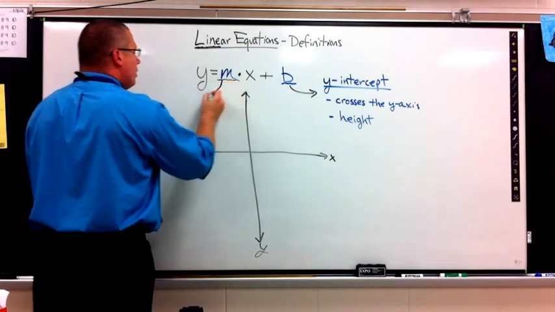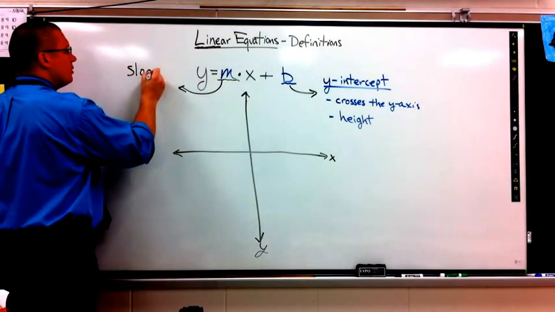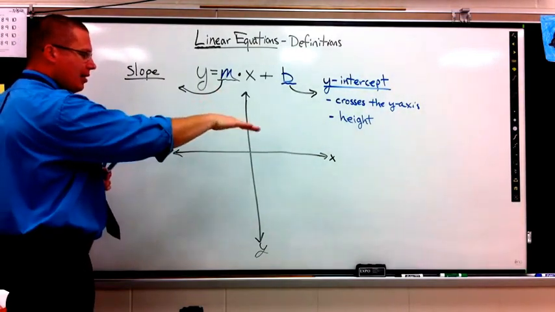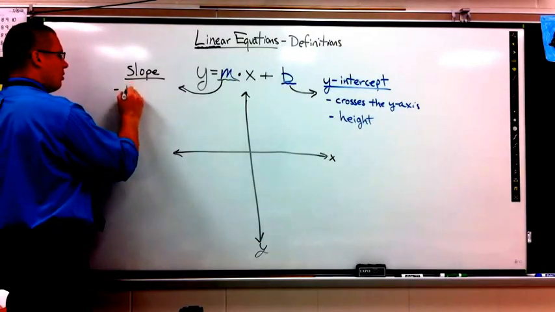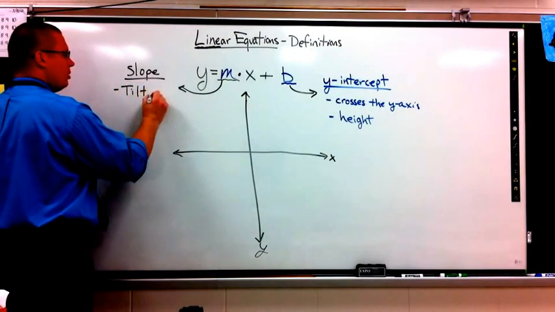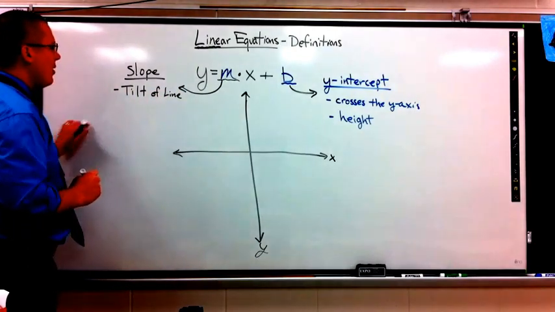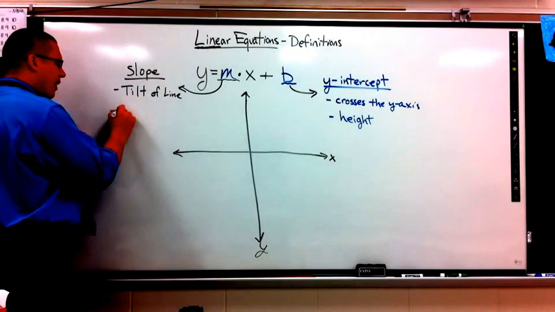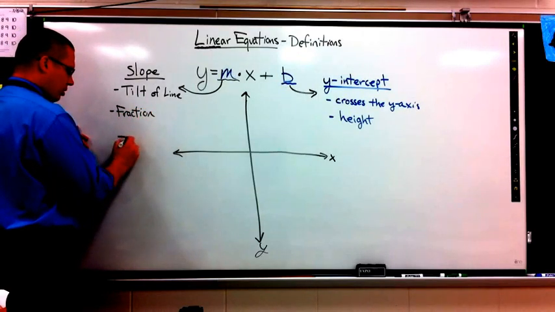The multiplied number is a little more complicated. It is called the slope. What it does is it actually tilts the line. It either tilts it down or it tilts it up. So it is the tilt of the line. Now the slope is very important because most times it needs to be written as a fraction. Top number, bottom number.